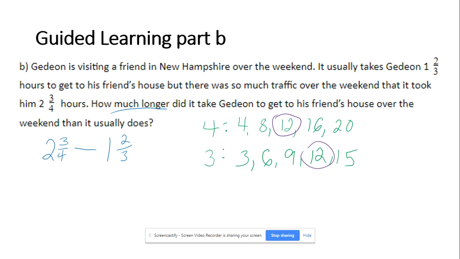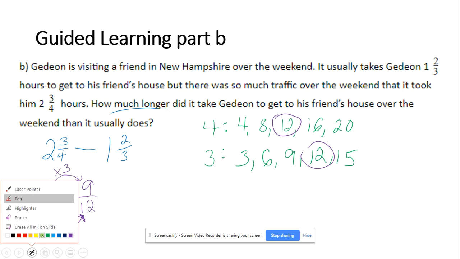Just like we did with fractions, we're going to find equivalent fractions for these mixed numbers, starting with 2 3/4. Our denominator is going to be 12 because that's what was in both lists. Our whole number is going to stay the same because we're not cutting up our wholes. We're just cutting up the whole that doesn't completely fill. 4 times what equals 12? Well, I know 4 times 3 equals 12. So I'm going to multiply the numerator by 3. 3 times 3 is 9. So 2 3/4 is equivalent to 2 9/12.